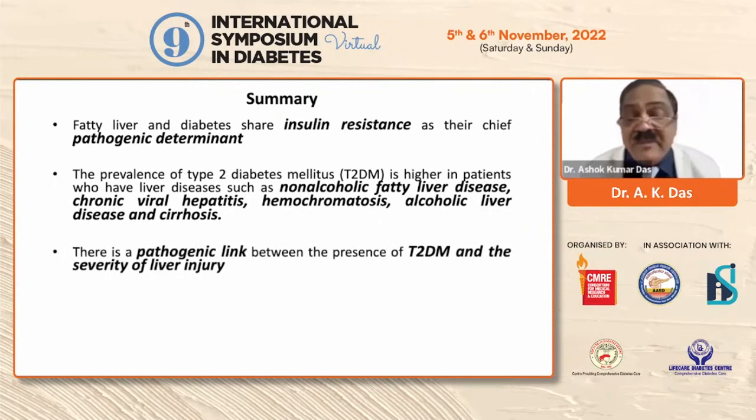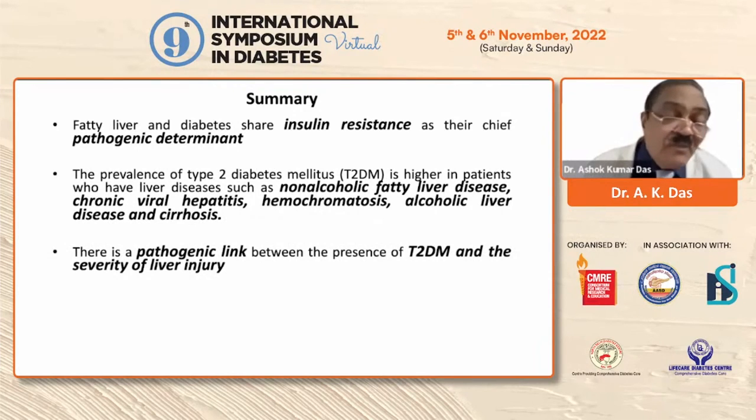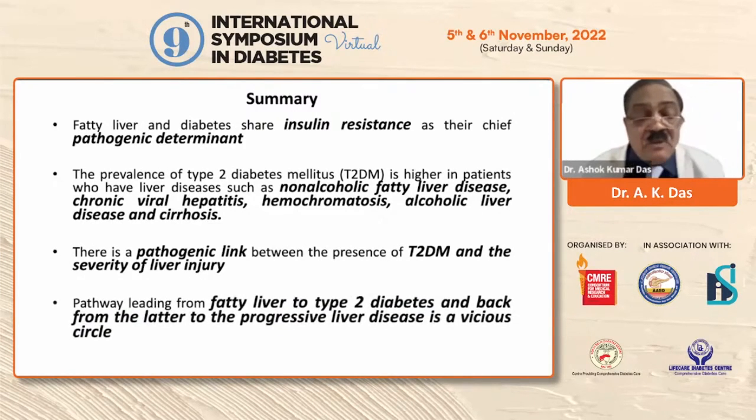There's a pathogenic link between the presence of type 2 diabetes and the severity of the liver injury. The more severe the liver injury, the greater is the hyperglycemia. Now, there is a great pathway leading from fatty liver to type 2 diabetes. I have presented before the evidence of the pathways leading from fatty liver to type 2 diabetes, and also back from the latter to progressive liver disease. Type 2 diabetes is a factor in progressive liver disease, a vicious cycle.